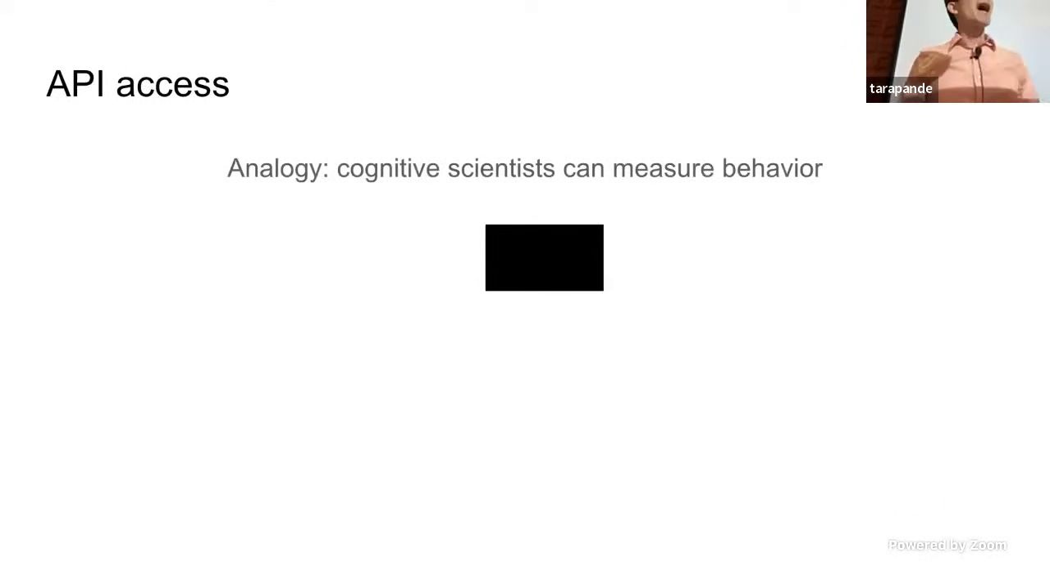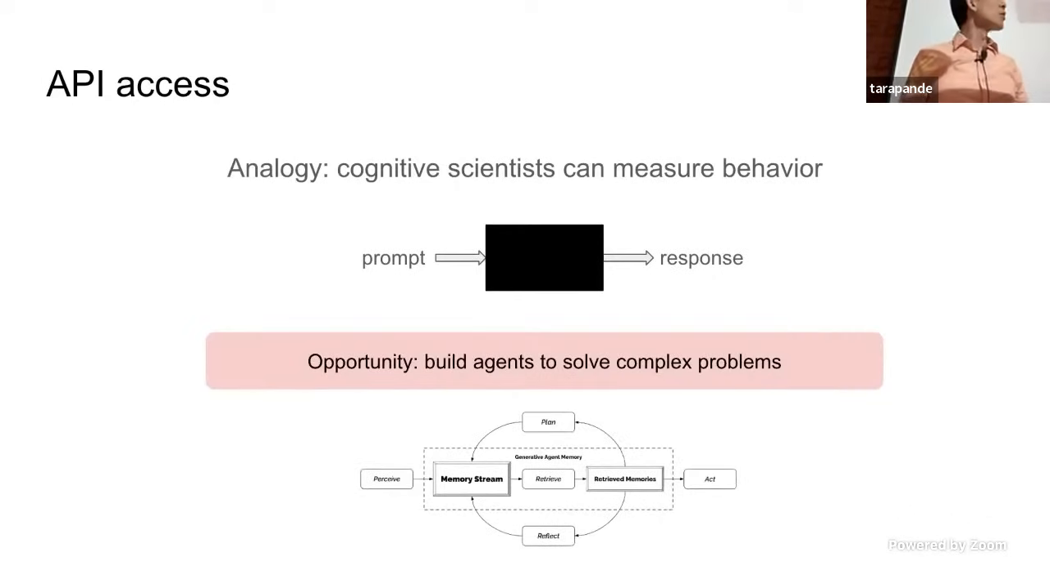So API access, think about it as you're a cognitive scientist, and all you can do is measure the behavior of this black box by putting in prompts and getting out responses. But you can't look inside the black box. I'm going to talk about how you can actually do a lot here. And in particular, since it's an agent class, I'm going to talk about all the interesting types of agents you can build using just black box access.